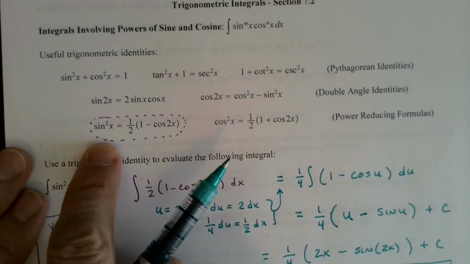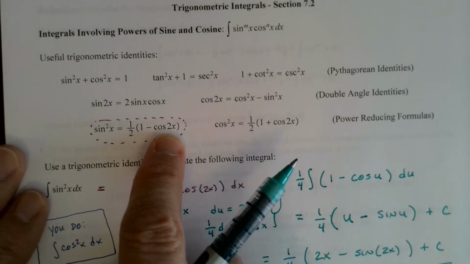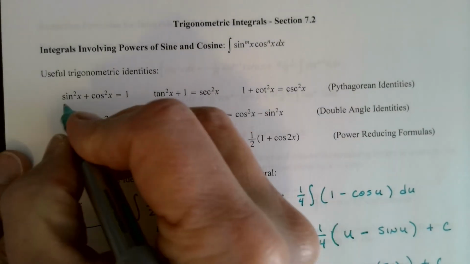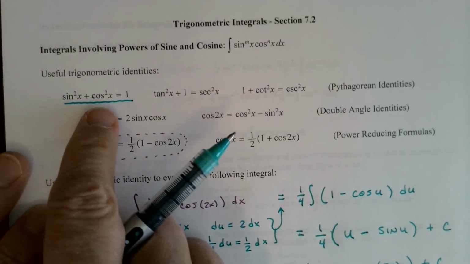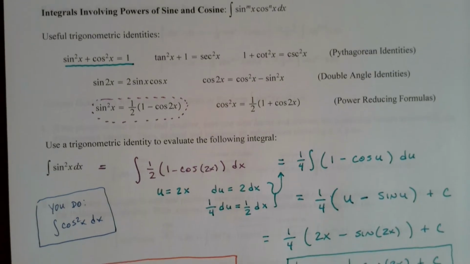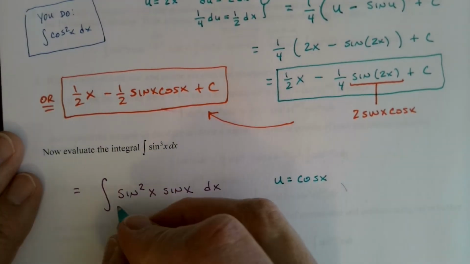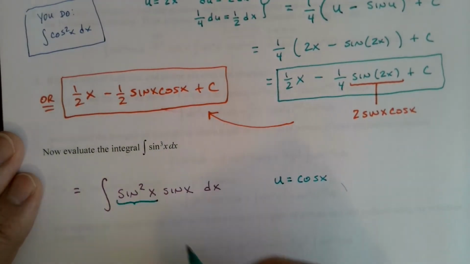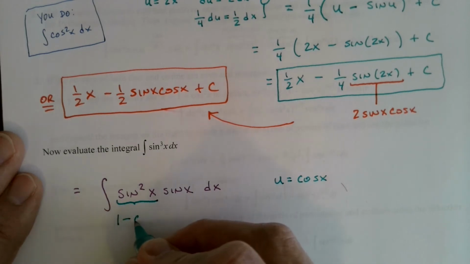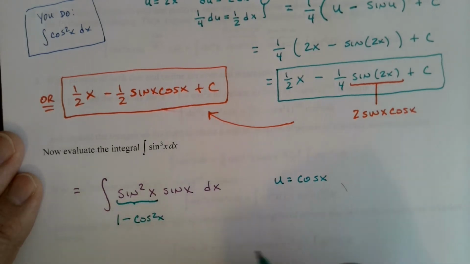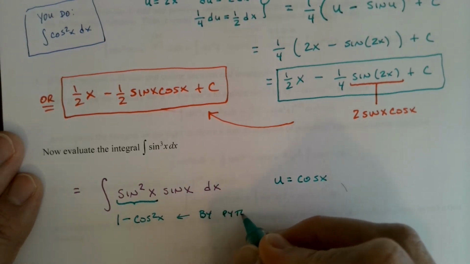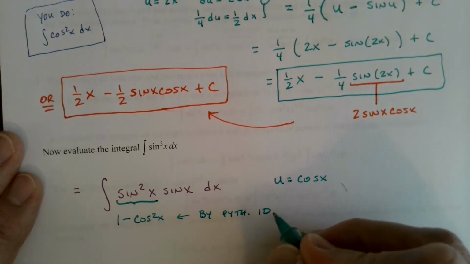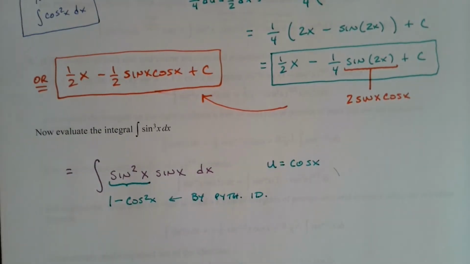And certainly you can see, where we have a cosine on this side, but I'm actually going to make use of the Pythagorean identity this time. Sine squared x is equal to what? 1 minus cosine squared x. And so that's what I'm going to do. I'm going to write this as 1 minus cosine squared x, right? And so that's by the Pythagorean identity. I'll abbreviate that. Pythagorean identity. And so that's what we're going to do.